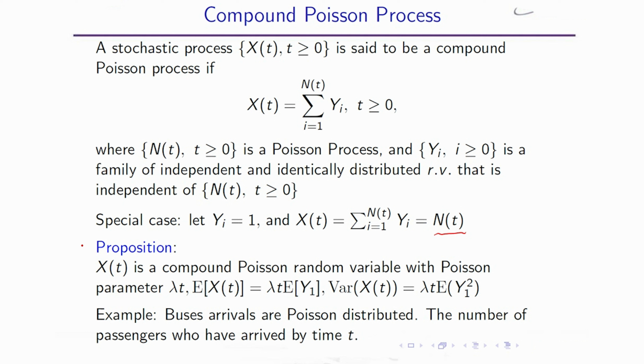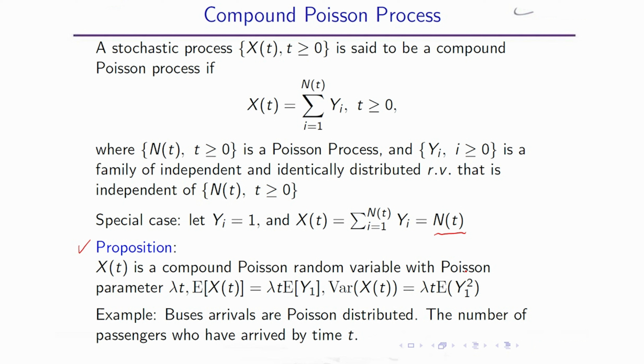So we have a proposition like this. X_t is the compound Poisson random variable with Poisson parameter lambda t. And the expectation of X_t is equal to lambda t times the expectation of Y_1. And the variance of X_t, so remember X_t is the compound Poisson random variable, is equal to lambda t times the expectation of Y_1 squared.